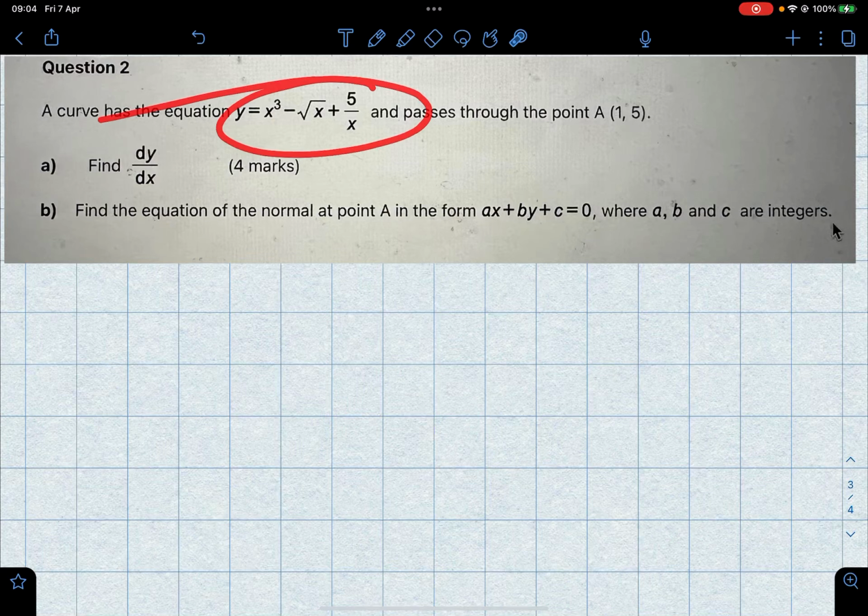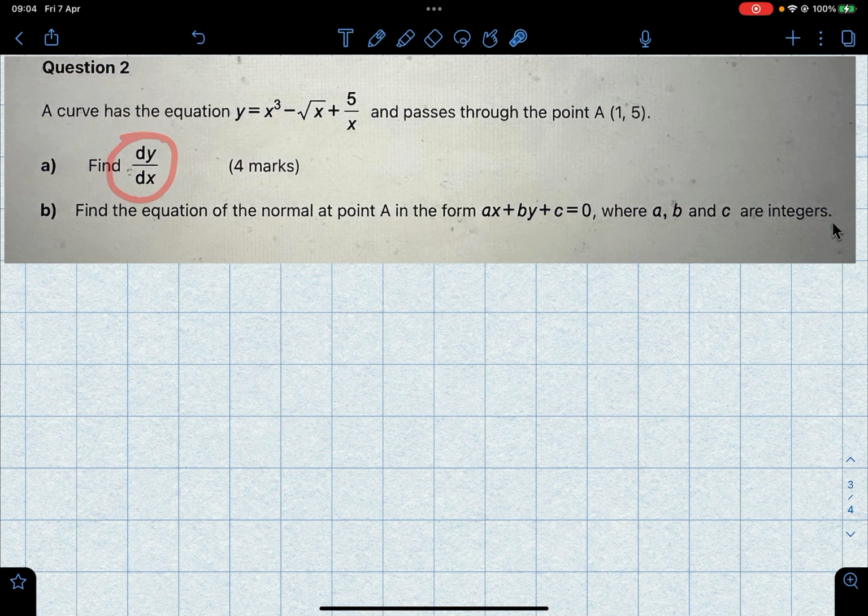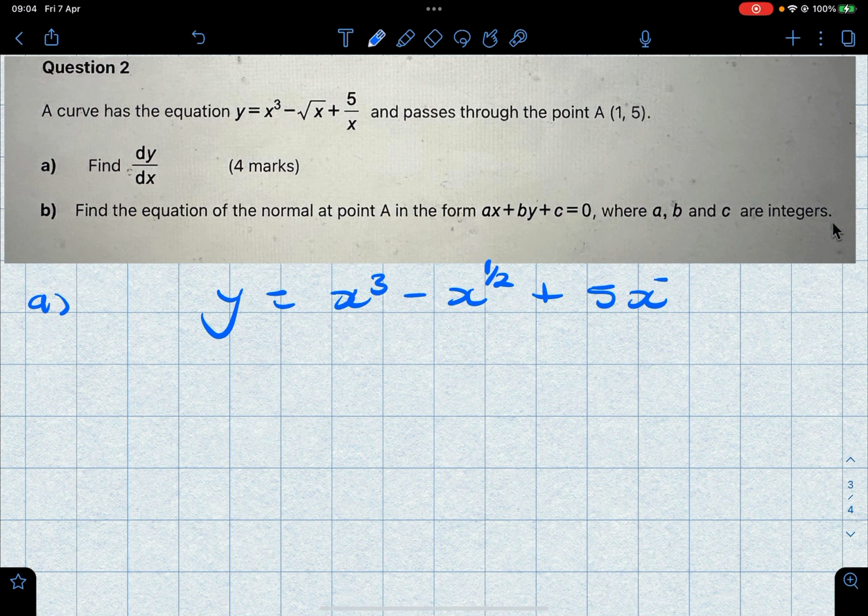Okay, here we have a function, y equals a function of x, and it's asking for dy by dx. So that's fairly straightforward. You just need to change this square root into a power and x in the denominator into a power. So let's rewrite y as x cubed minus x to the power half plus 5x to the power minus 1, because x to the power minus 1 is x in the denominator. X to the power half is x under a square root.